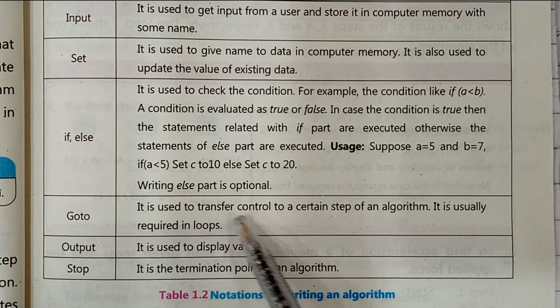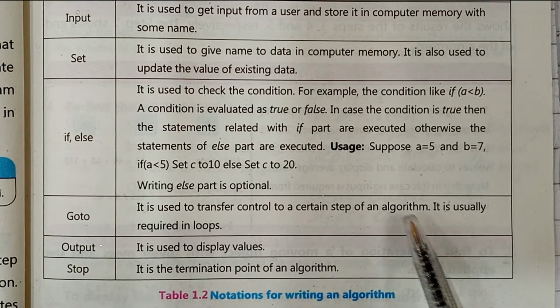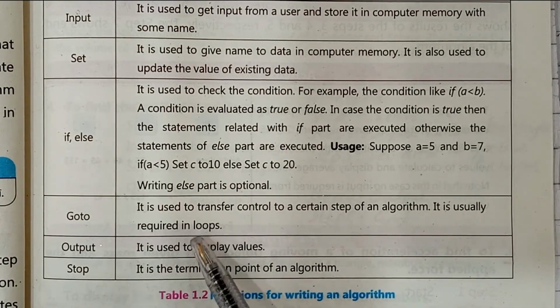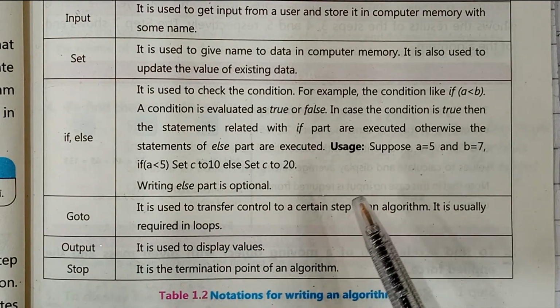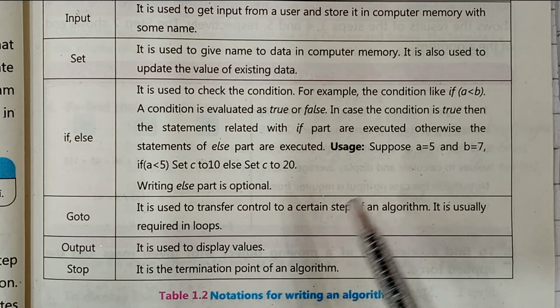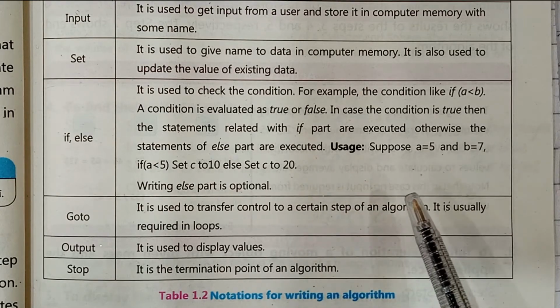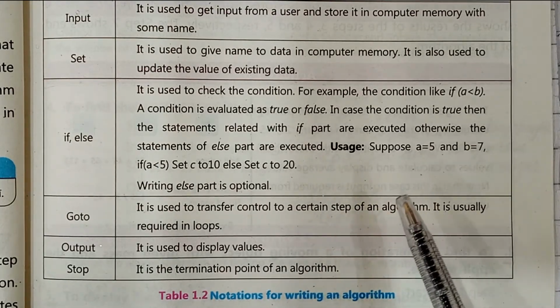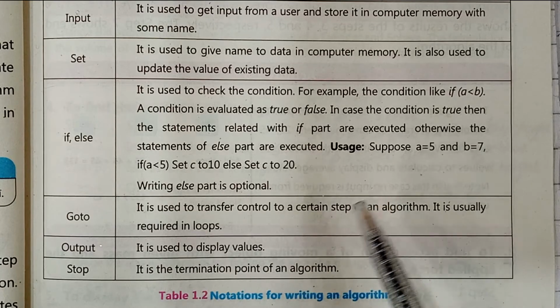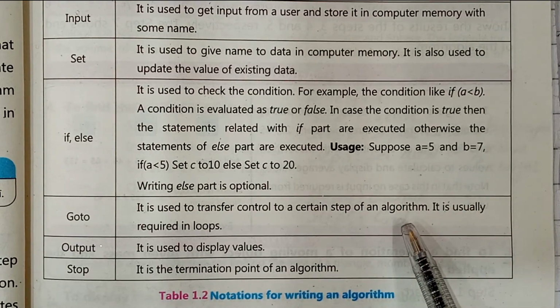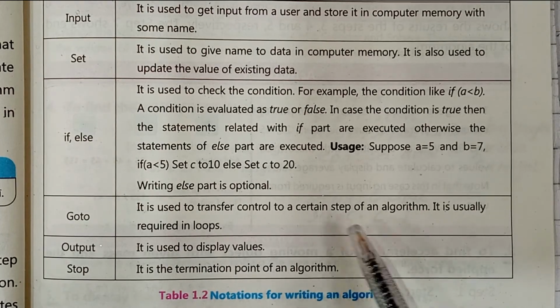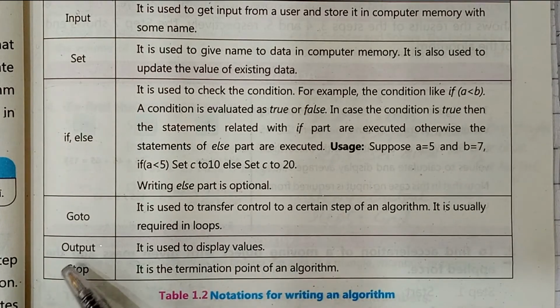It is used to transfer control to a certain step of an algorithm. It is usually required in loops. Students, the go to statement is a jump statement, which is sometimes also referred to as an unconditional jump statement. The go to statement can be used to jump from anywhere to anywhere within a function or algorithm, and it is usually required in loops.